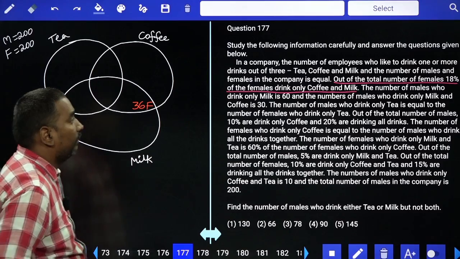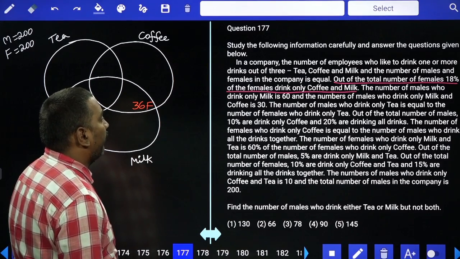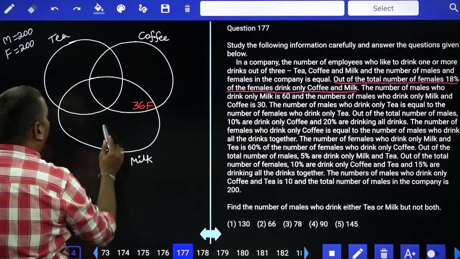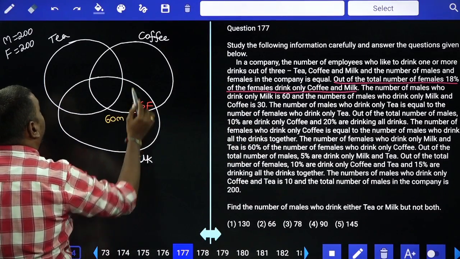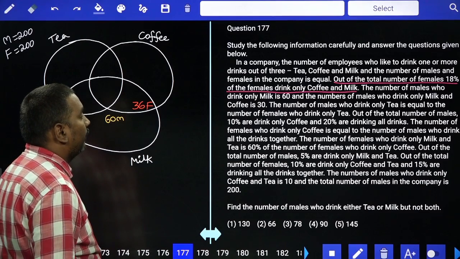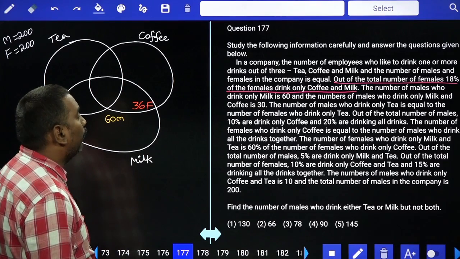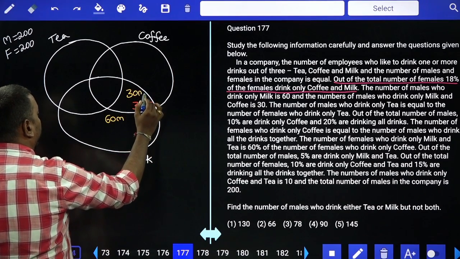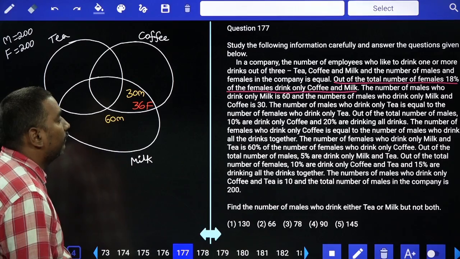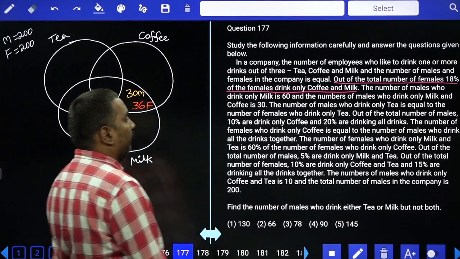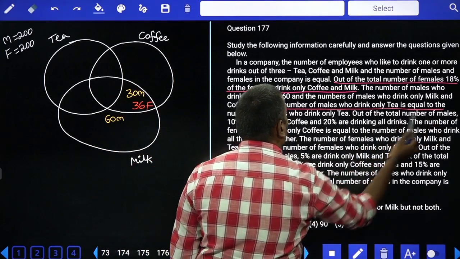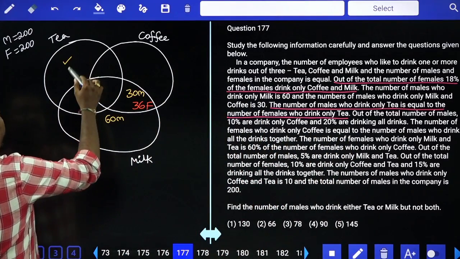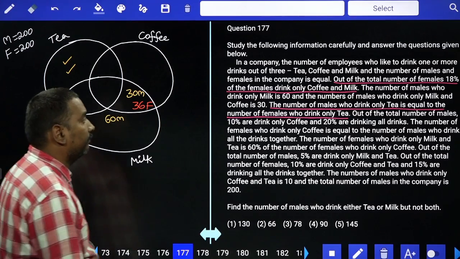Coffee and milk. The number of males who drink only milk is 60. And the number of males who drink only milk and coffee is 30. Next, the number of males who drink only tea is equal to the number of females who drink only tea. In tea, males and females are both equal.